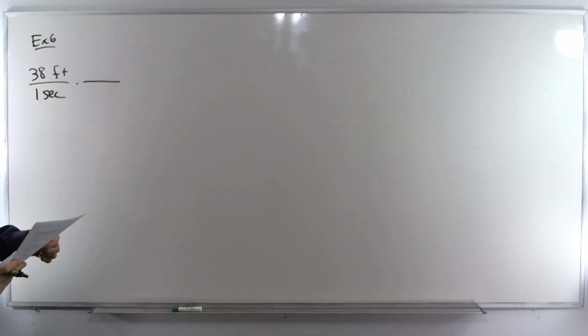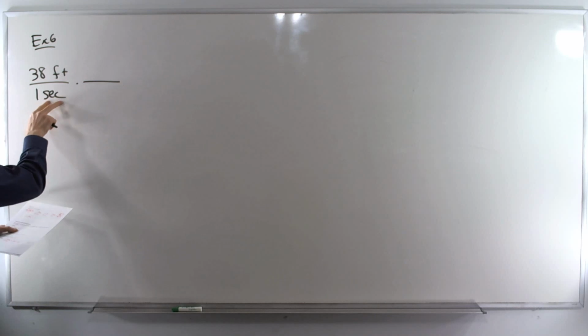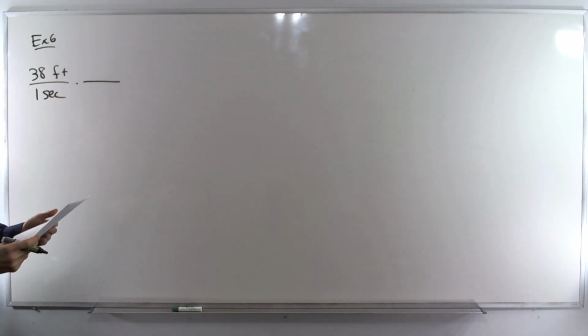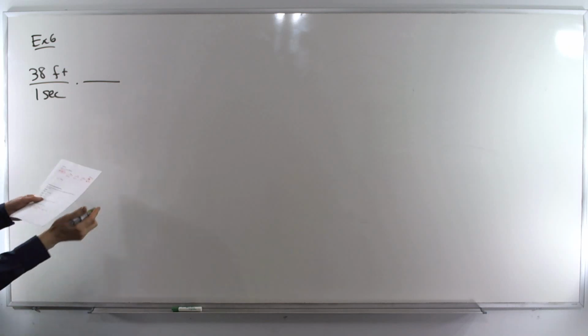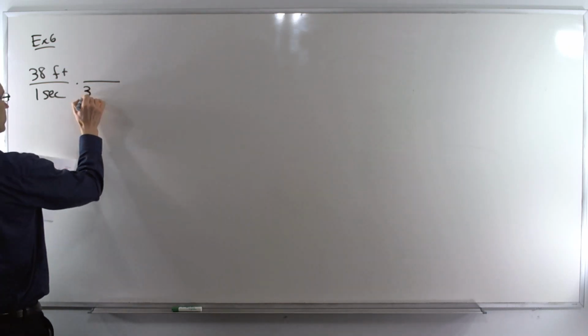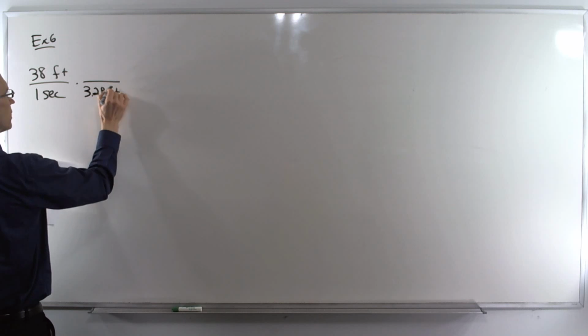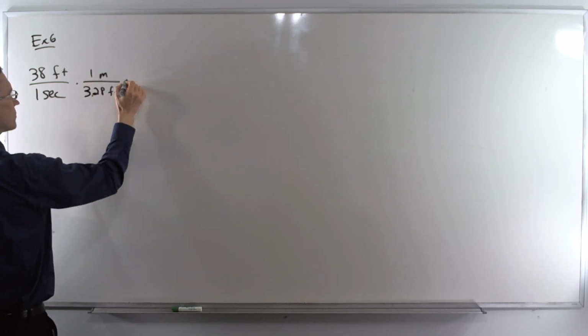Right now, we're only converting the top unit because our goal is meters per second. We get the same units on the bottom, so we don't need to do anything with those units on this one. We're just going to go from feet to meters. So that gives us 3.28 feet in 1 meter.